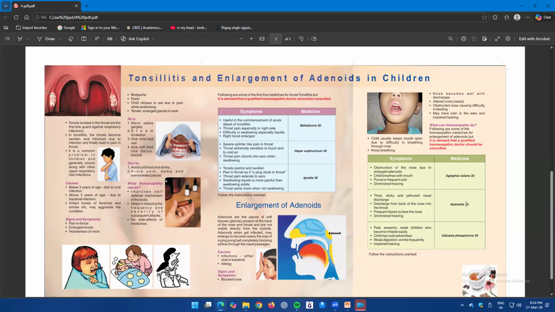We can give hydrolysis in a 30 potency. Then in the third case, when the child is very pale, anemic, weak, very irritable, gets irritable easily, has frequent cold extremities, weak digestion, vomits frequently, and sometimes there is impaired hearing, we can give a medicine like Calcarea phos. These are the various symptoms in which we can give the homeopathic medicine.